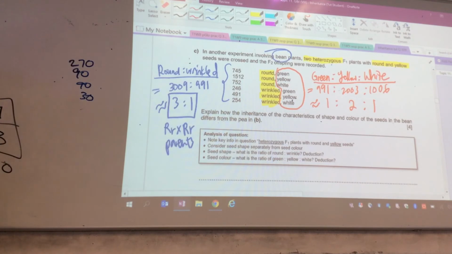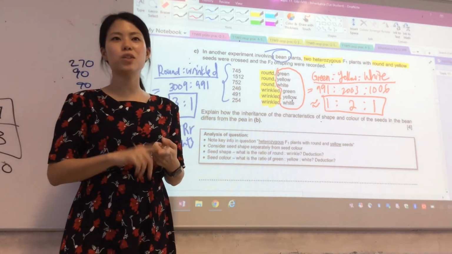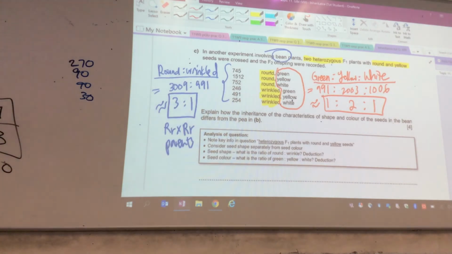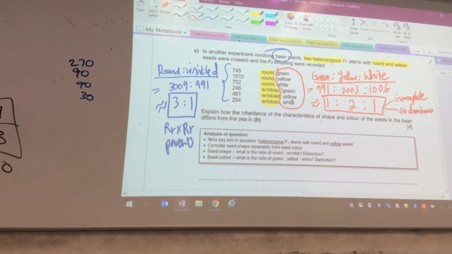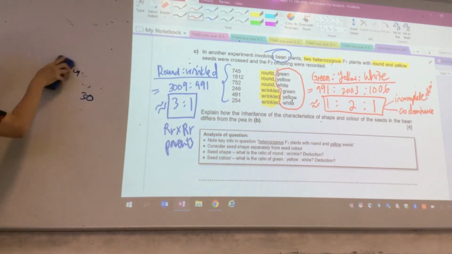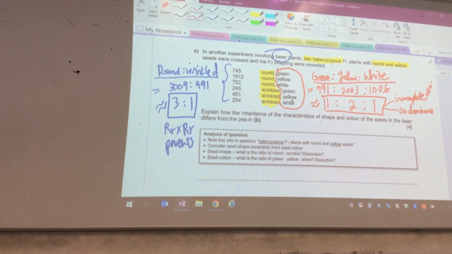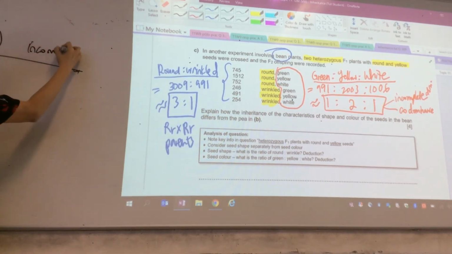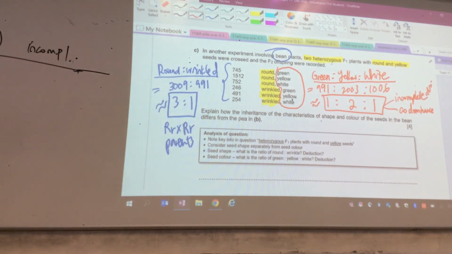Now based on this ratio, does it look familiar to you? It's a non-Mendelian ratio. Now where have you seen 1 to 2 to 1 before? You see it in incomplete dominance, and you also see it in codominance. Now what is the difference between incomplete dominance and codominance? A lot of students ask me this all the time. What's the difference? Codominance means?